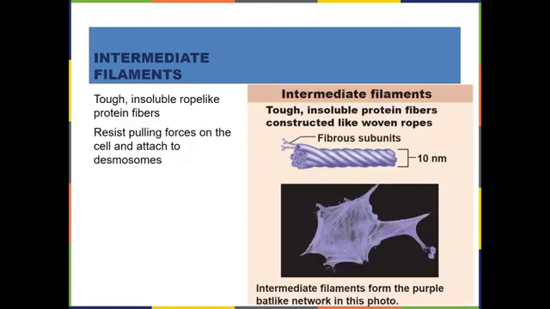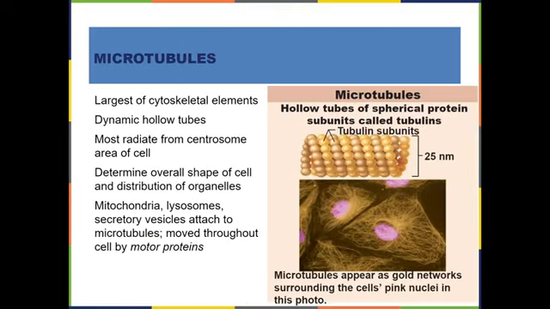Intermediate filaments, they're going to be attached to desmosomes, which is a type of cell junction we'll look at that allows for some stretch or give, allows for some tension without tearing cells apart. And then finally, the largest of the cytoskeletal elements, microtubules, created by centrioles, are primarily used in cell division, but also are going to be highways for motor proteins to travel along to move different organelles like mitochondria and lysosomes to different areas.